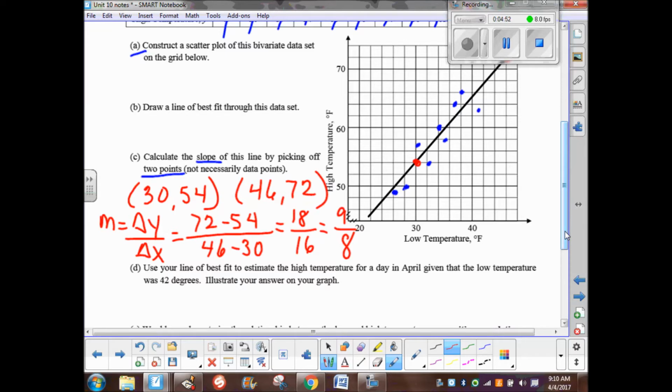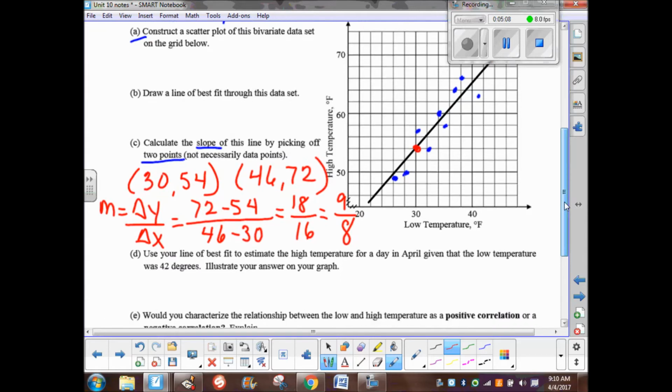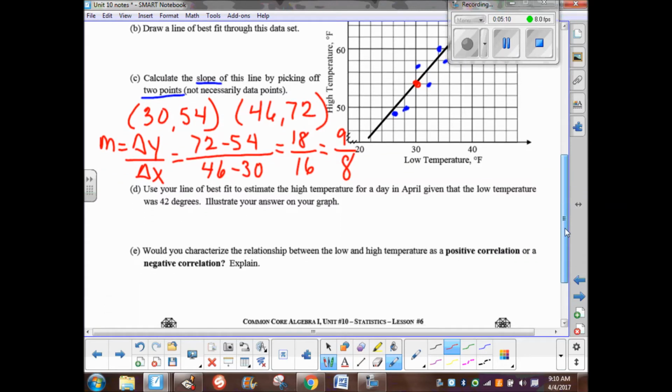Is your slope close to mine? A little over 1, a little under 1, somewhere within the range or close to 1. And that's what it's supposed to be: positive, pretty close to 1.